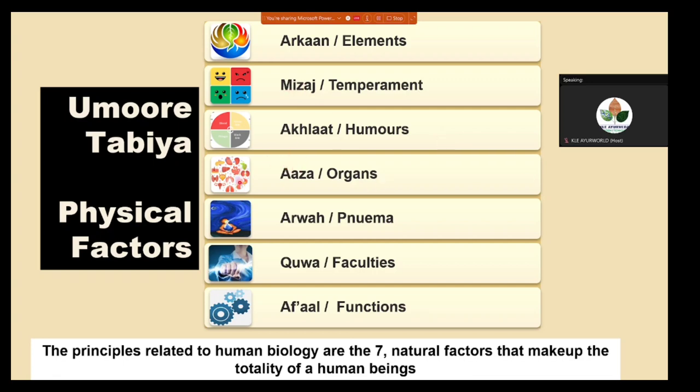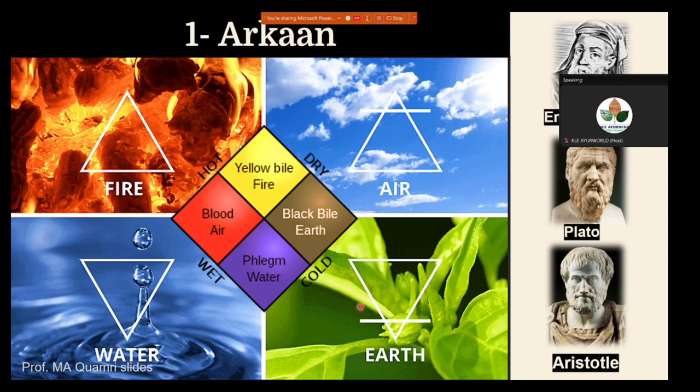Beyond these three, the other four important umur are the organs, followed by the ruh, that is the pneuma, and this ruh initiates the faculties of certain bodily organs. As a result, different functions are carried out in the body. So these are the seven physical and natural factors to which the Unani people pay much attention, and these seven factors are responsible for human biology, which makes the human body function as a totality. Let us try to understand them one by one.